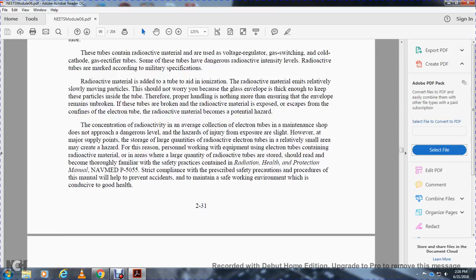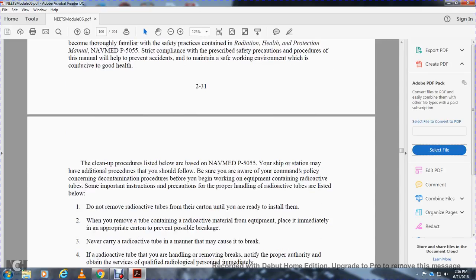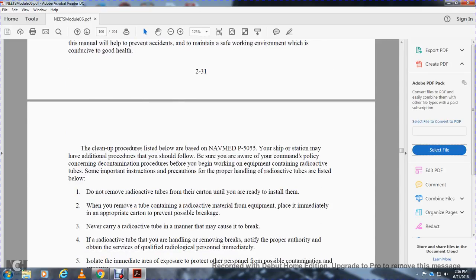It has a recent person working on the equipment of electron tubes using radioactive material. For areas where a large quantity of radioactive tubes are stored, you should read to become familiar with the safety practices of the Radiation Health and Protection Manual, Navy Med P5055. Strict compliance with the prescribed safety precautions and procedures of this manual will help prevent accidents and maintain a safe working environment.